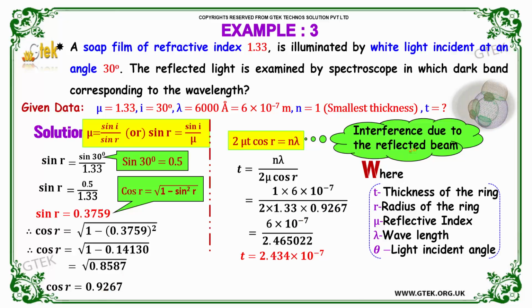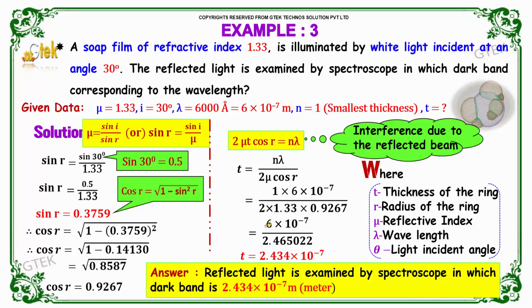The interference due to the reflected beam is given by the formula 2 mu t cos r is equal to n lambda, where t is equal to n lambda divided by 2 mu cos r. So the value of n is 1 and lambda is equal to 6 into 10 power minus 7 divided by 2 into 1.33 into 0.9267. We get the value of t is equal to 2.434 into 10 power minus 7. That's the value, where t is the thickness of the film. The reflected light is examined by the spectroscope in which the dark band is at a thickness of 2.434 into 10 power minus 7 meter.